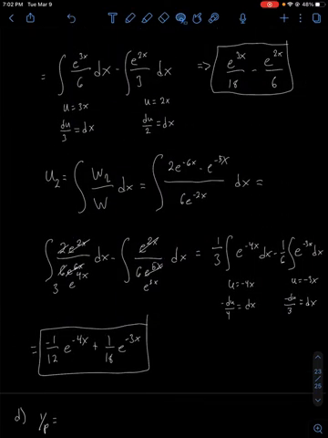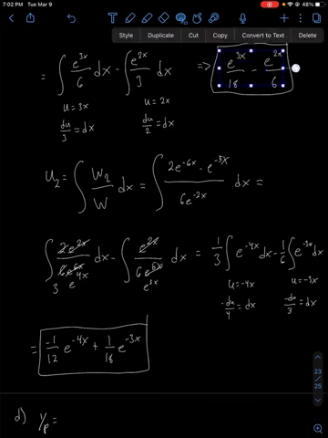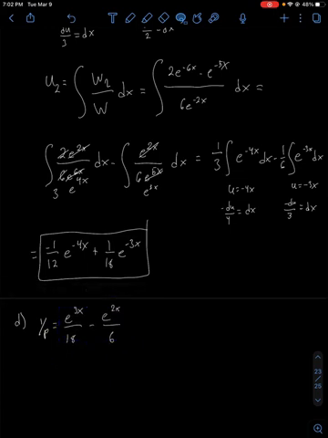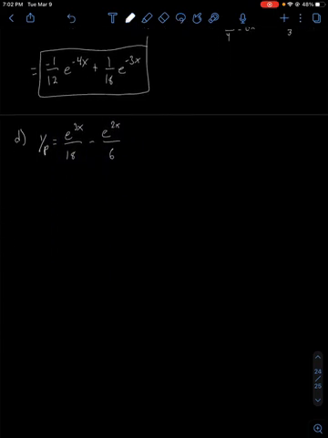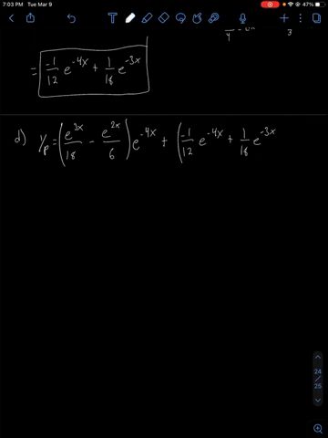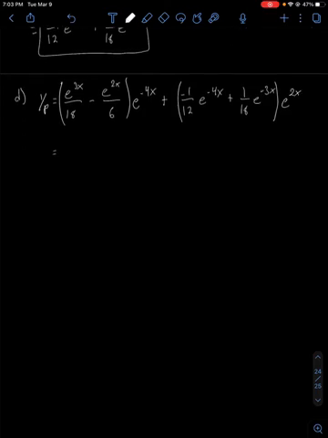So now step D, we're going to write the particular solution, which is u1 times y1. u1 is this number right here, u1 times y1, which is e to the minus 4x, and then it's plus u2, which is this number right here, multiplied by y2, which is e to the 2x. And now we distribute everything out.